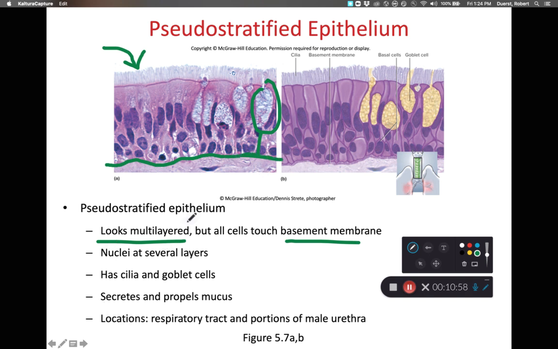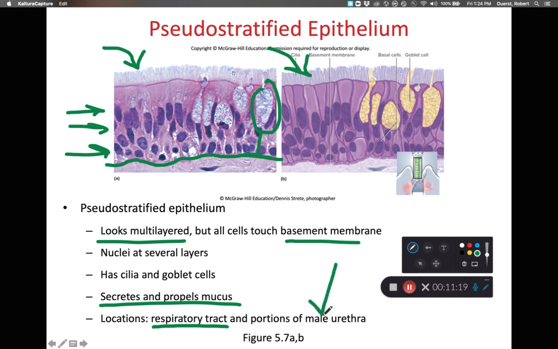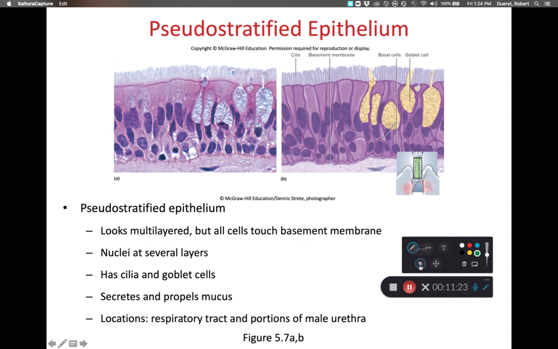We find that with the pseudostratified epithelium, we have nuclei present at multiple heights, and it's going to secrete mucus and propel the mucus. The goblet cells will secrete the mucus, and the cilia will move the mucus. We have pseudostratified epithelium present within our respiratory tract. Think of the lining of our respiratory tract. And some portions of the male urethra will also have pseudostratified epithelium.